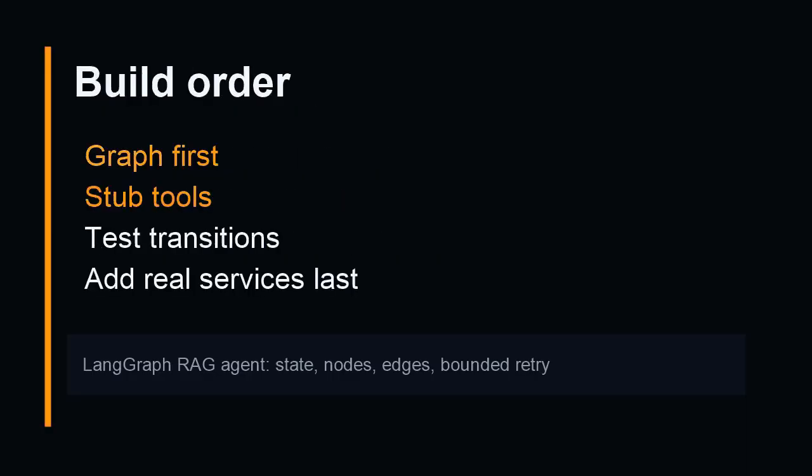Build graph first, LLM second. Design the state, nodes, edges, and stop conditions. Test them with stub tools. Then replace the stubs one boundary at a time.